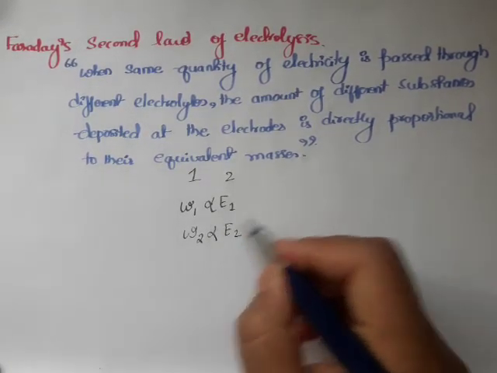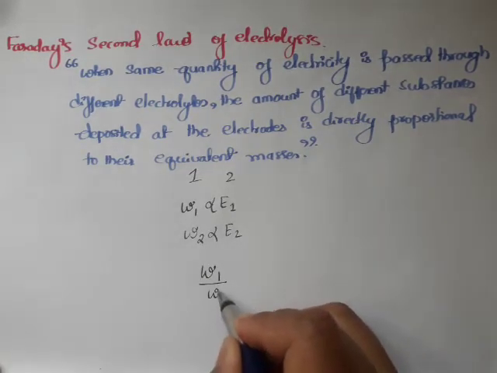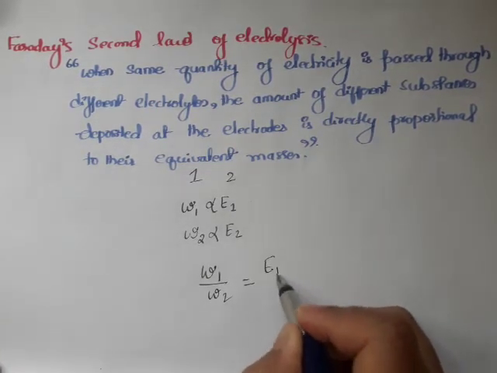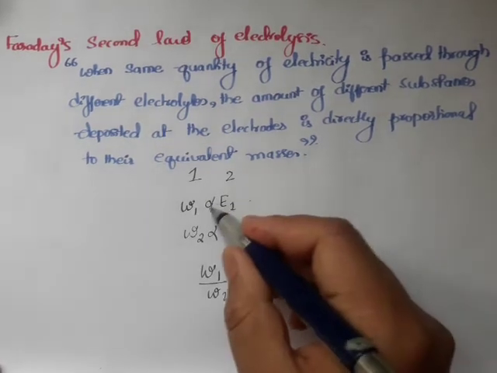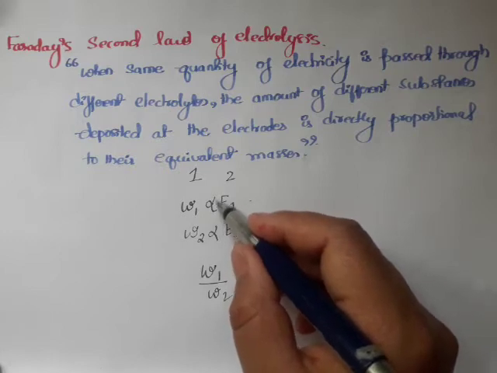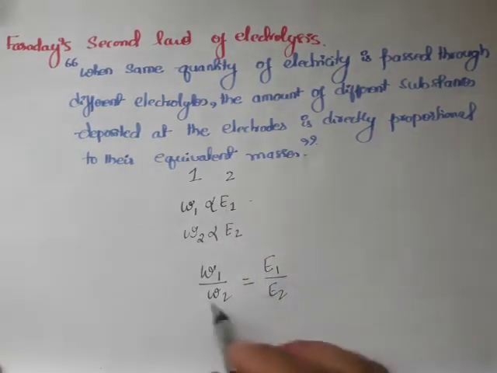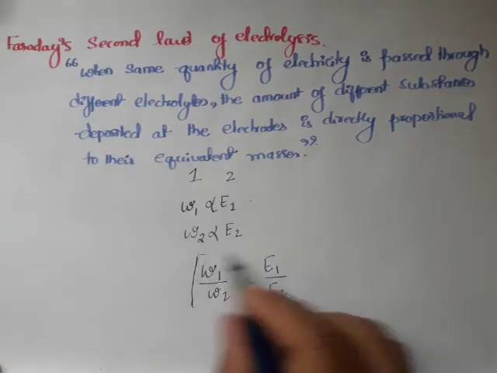Now when we combine the two equations, we can write W1 by W2 equal to E1 by E2. When you remove the proportionality sign you get a constant of proportionality, the same for both, so the two will cancel and finally you will get this equation.